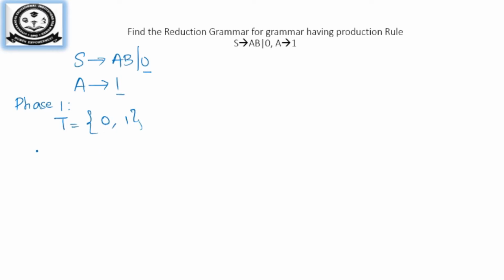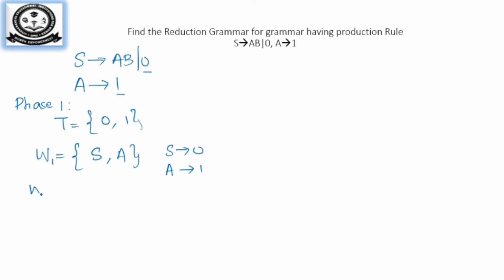Now we form the first set W1. Find the non-terminal symbols that can derive the terminal symbols 0 and 1. We have S, because S can derive the terminal symbol 0. Secondly, we also have A, since A tends to 1. So for the given terminal symbols, there are two non-terminals that can derive them.